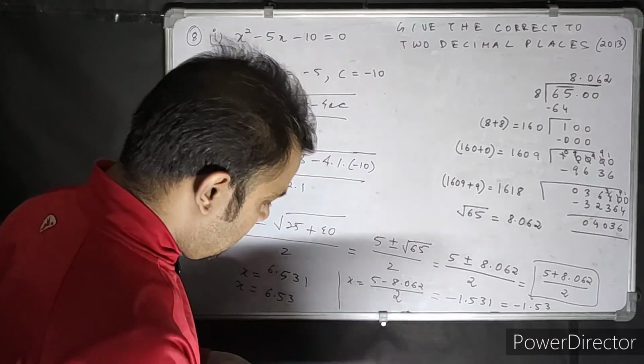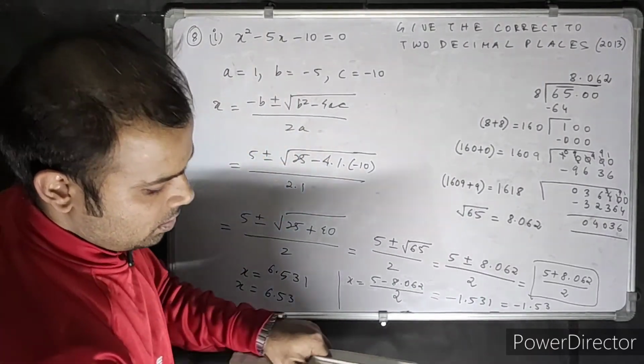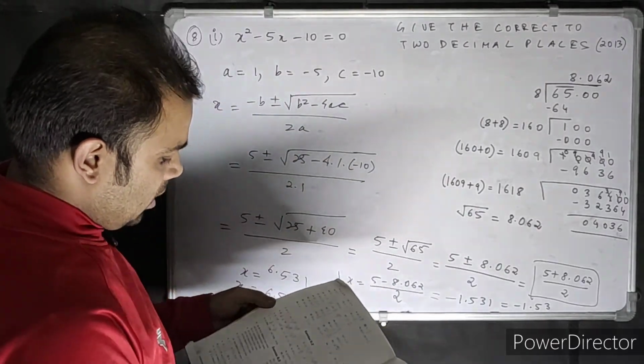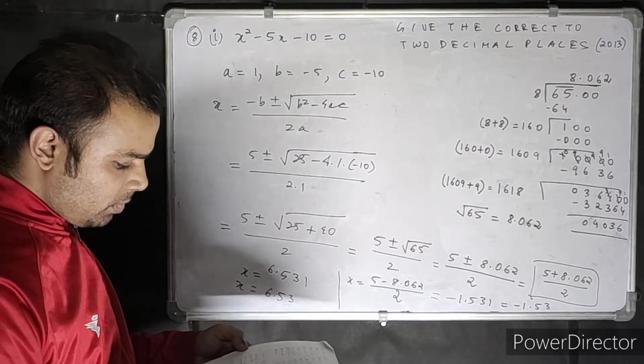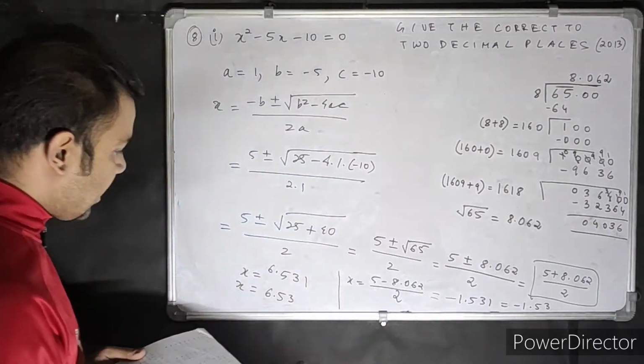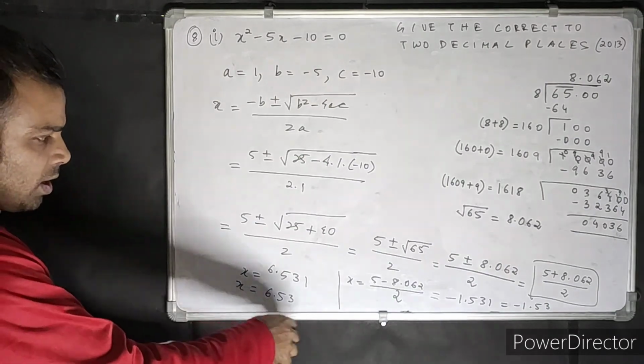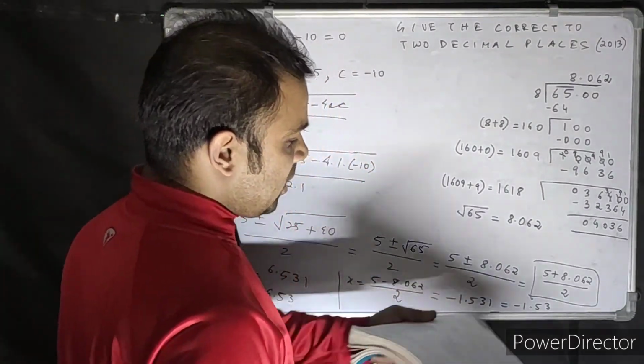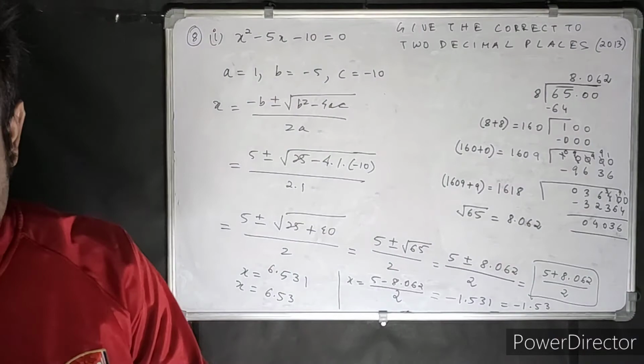So that we can do in the next video. Come on. 6.2, question number 8. Perfectly correct answer. 6.53 and minus 1.53. Both answers are correct.